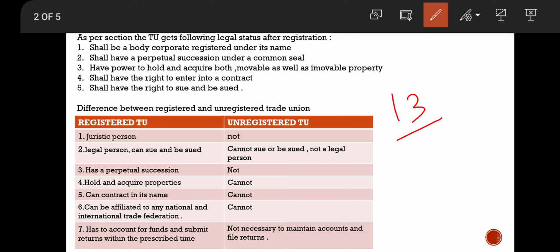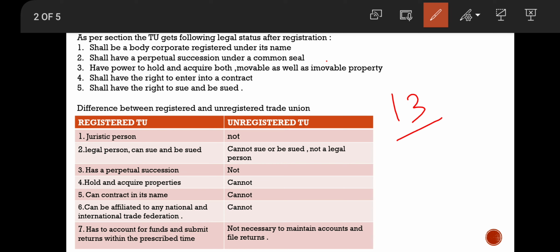As per section 13, when a trade union is registered under the act, it gets a legal status. After registration, a trade union will get a legal status, as in it shall be considered as a body corporate, and shall be known by its registered name. Then it shall have a perpetual succession under a common seal and have power to hold and acquire property. It can be sued and it can sue, and it shall also have the right to enter into contract, etc.